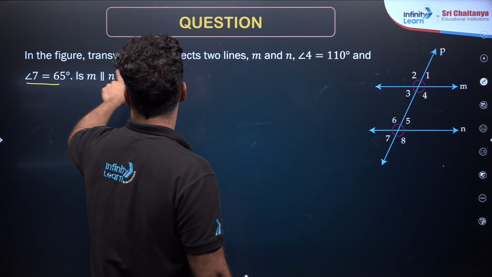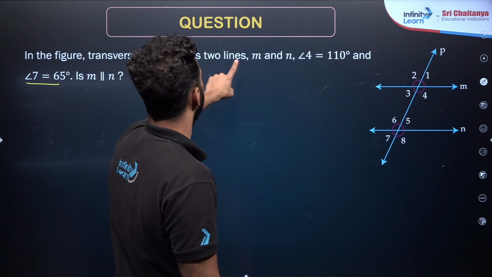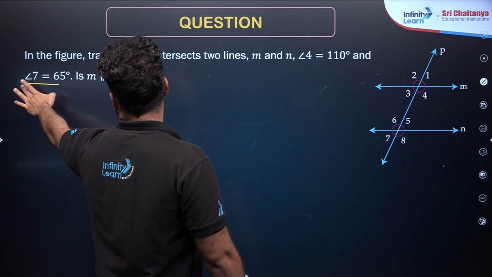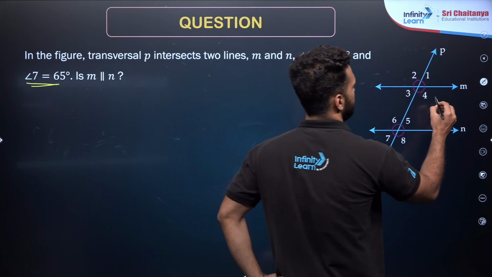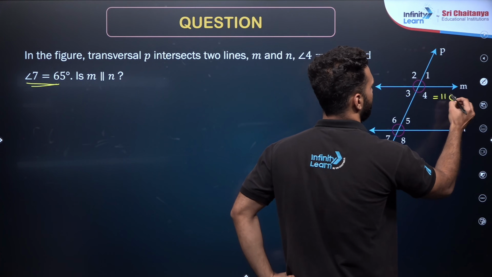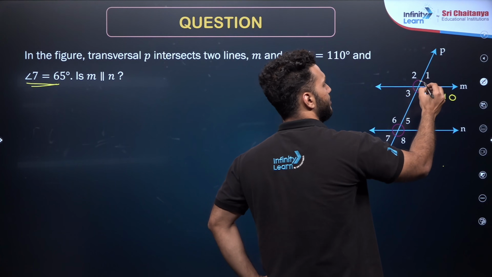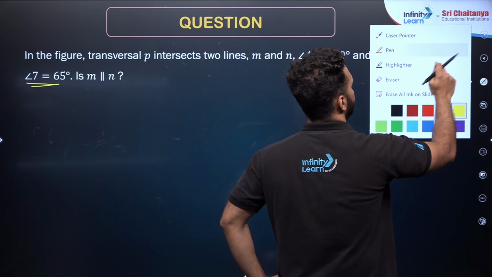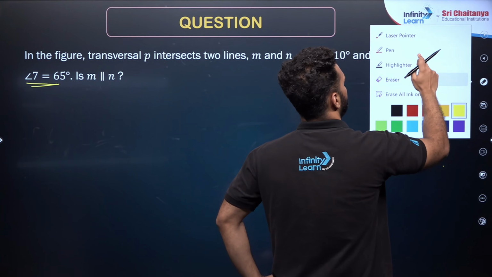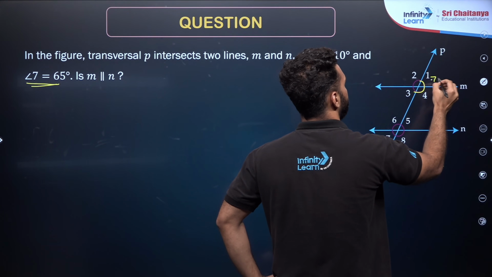We don't even find a transversal P intersecting two lines M and N. Okay, we don't even need this one. Let's try to find. If this is 110, sir, because of linear pair, this will be 80. Oh, sorry, 70. Because of linear pair, this will be 70.